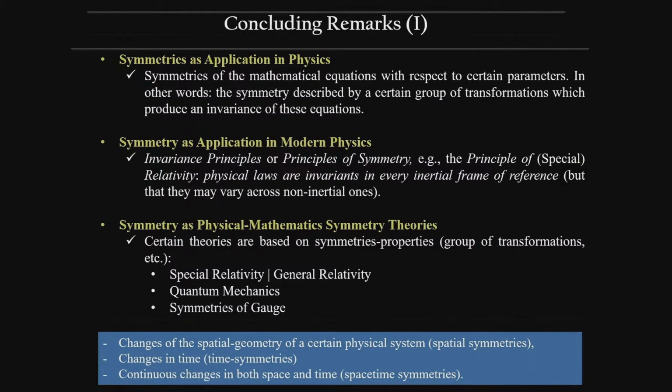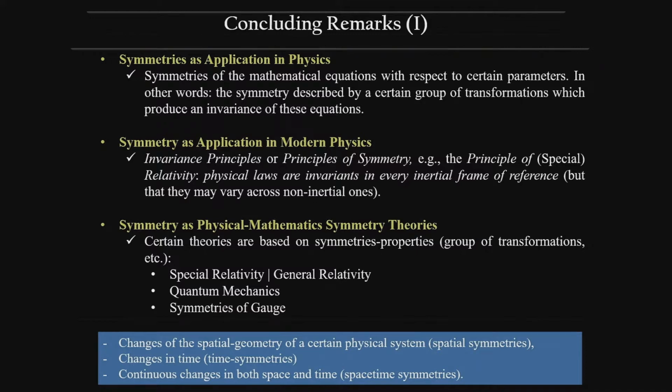So, the first concluding remark: the application of symmetry to a mathematical equation with respect to certain parameters. In other words, the symmetry is described by a certain group of transformations which produce an invariance of this equation. If we want to talk about symmetry in today's terms, we have to consider, first, the reasoning in the background, and second, the kind of mathematical apparatus that we want to use to talk about symmetry. Because I can talk about proportions, or I can talk about something complex like Noether's theorem. It's interesting to understand that, more than to understand the results of a symmetry.